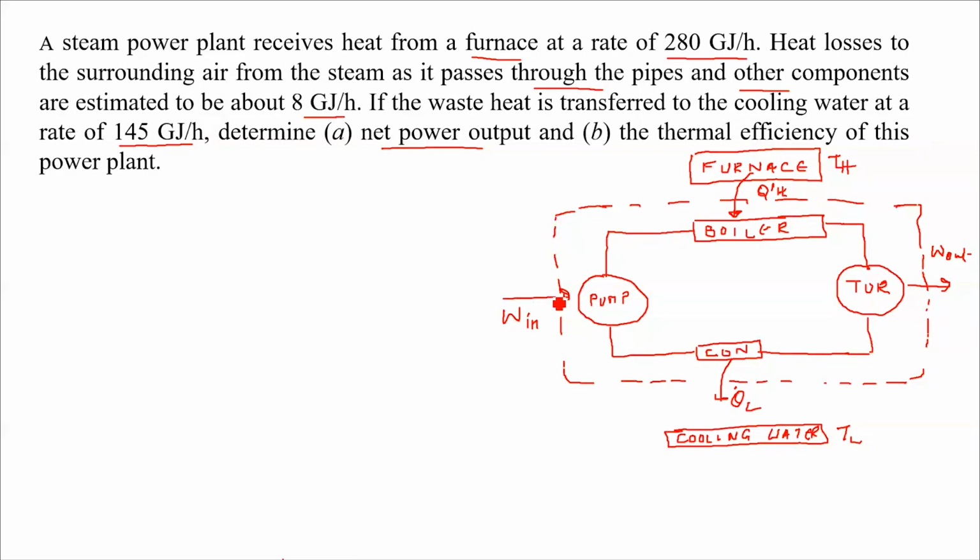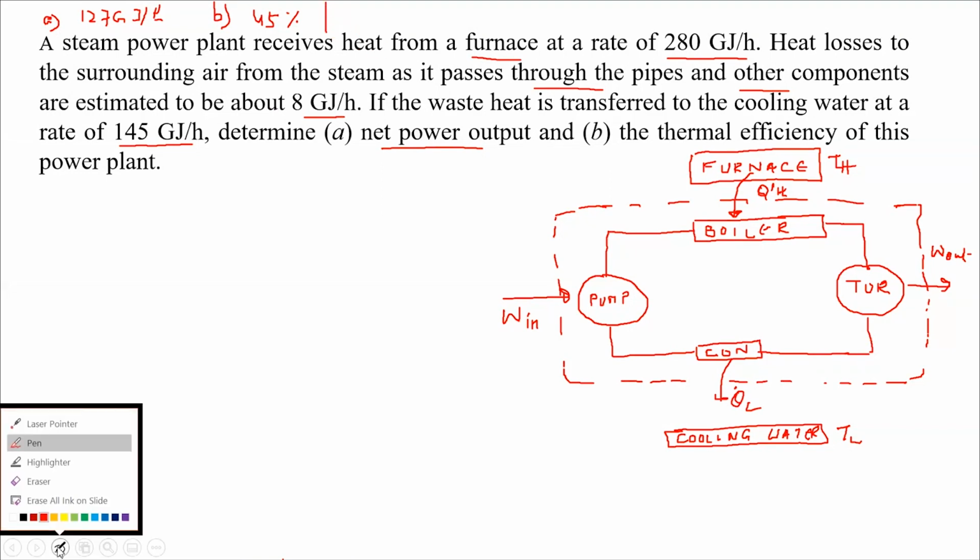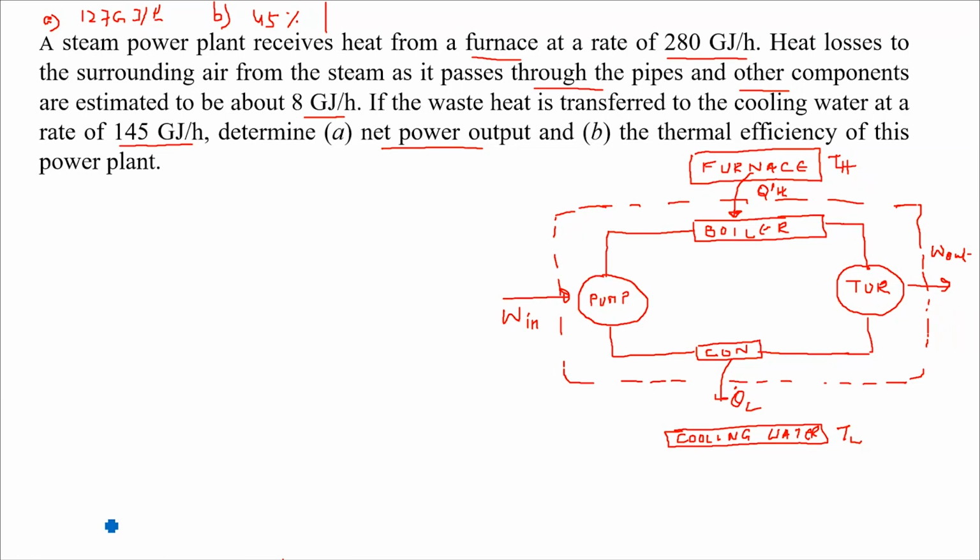Has anybody solved the problem as yet? Yes, sir. Very good. So what's your answer? I'll just write down the answer over here for part A: 127 gigajoules per hour, and the efficiency is 45%. I'll not confirm whether it is correct or not until we go through the solution. Who is this, by the way? Daniel. Very good. Anybody else who has got some different answers? Is there anyone else who has attempted it and got some different answers?